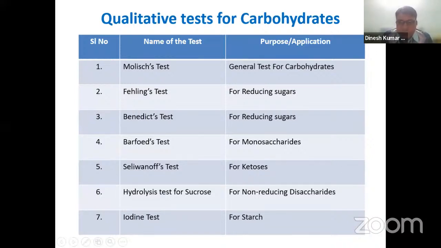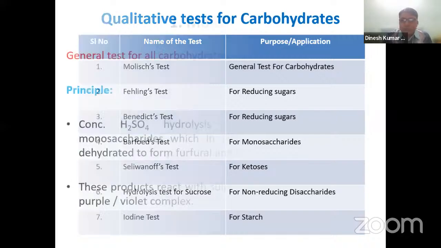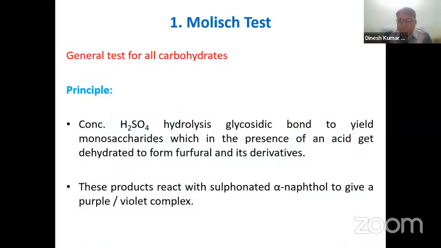And then we can, in the last, do the iodine test, which is for starch, a polysaccharide. So the Molisch test, as I said, is a general test for all carbohydrates. All carbohydrates will give it, and it is to check whether the sample is a carbohydrate or not. The principle is that concentrated H2SO4 hydrolyzes the glycosidic bond to yield monosaccharides, which in the presence of an acid get dehydrated to form furfural and its derivatives. Then these products react with sulfonated alpha naphthol to give a purple or violet complex.